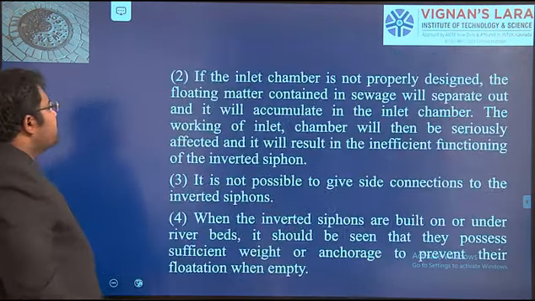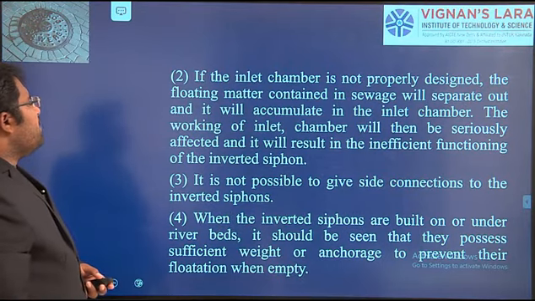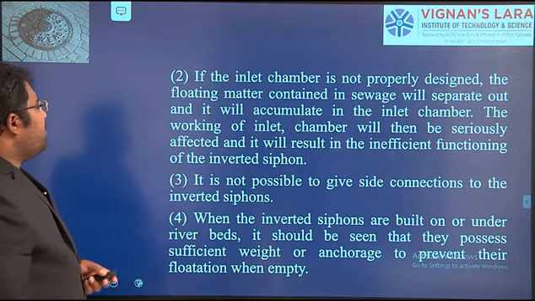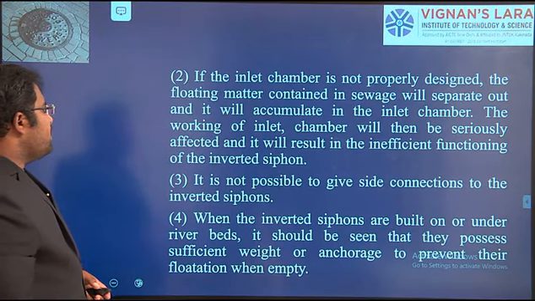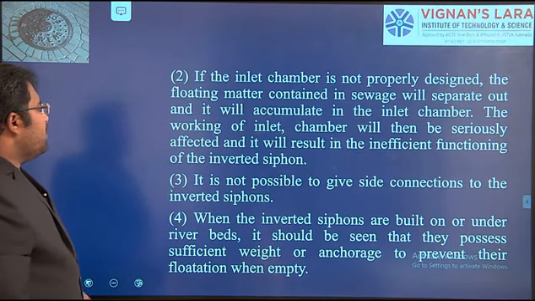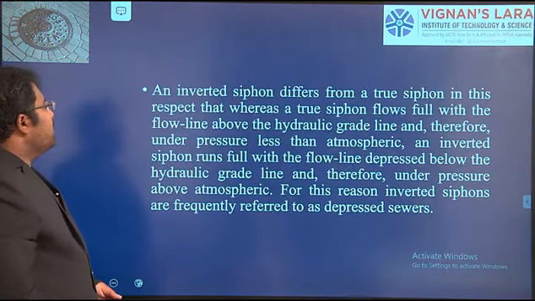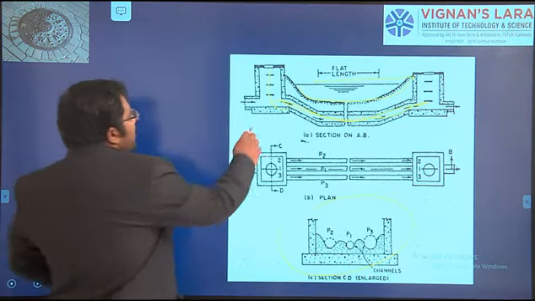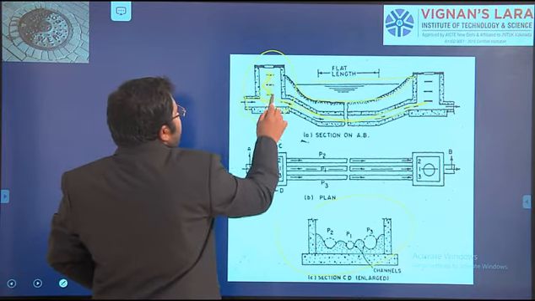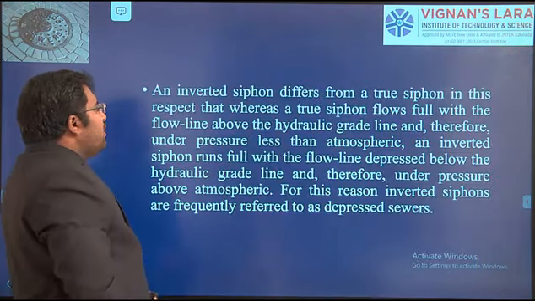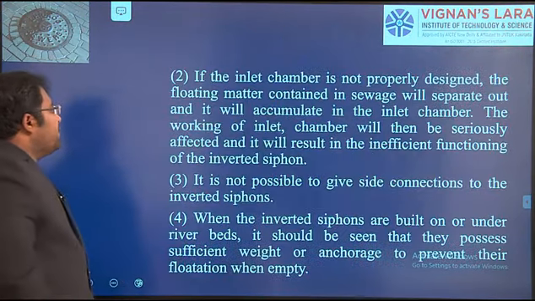Next, if the inlet chamber is not properly designed, the floating matter contained in the sewage will separate out and accumulate in the inlet chamber. The working of the inlet chamber will then be seriously affected. Here, what is the inlet chamber? This is the inlet chamber. If it is not properly designed, all the matter will float here and it will get choked and there is no water flow, right? So that will be affected.